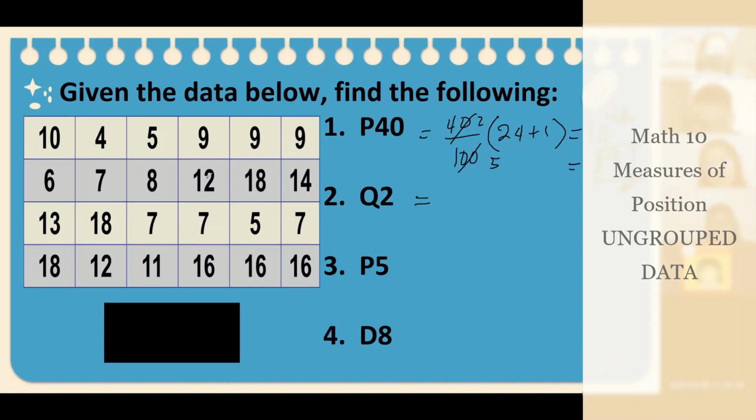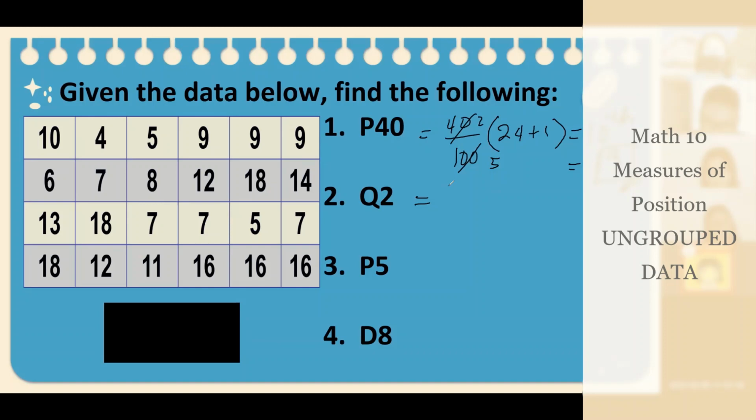Sige, Maxine, how did you get quartile 2? The answer is 9.5. So quartile 2 is the same as what? Median. Even without computing it, looking at your scores, pwede nyo tingnan yung list nyo, ano yung nasa gitna. So it's between 9 and 10, kaya 9.5.